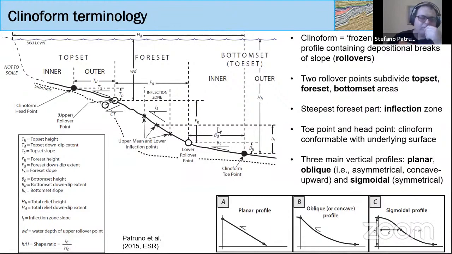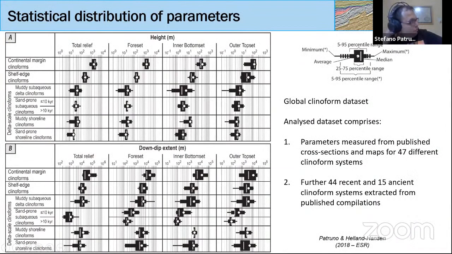Okay, so then, what we did, we looked at the number of published examples and came up with a statistical data set of clinoforms. I would say we can add much more examples. If I had time and I had the budget, that's what I would do. I would add more and more in order to make this statistical data set as robust as it gets. These are preliminary results.